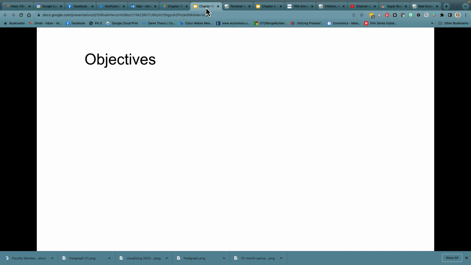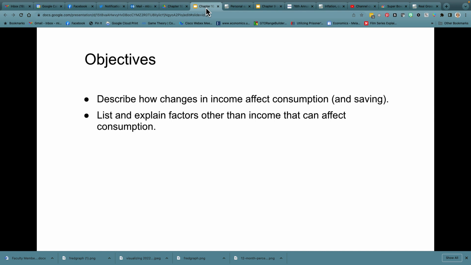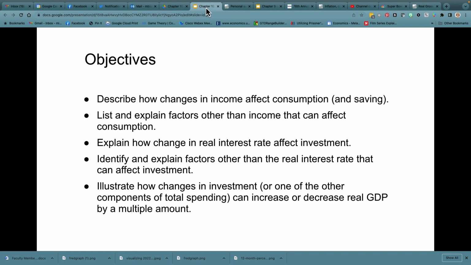Our objectives for this chapter are to describe how changes in income affect consumption, list and explain factors other than income that can affect consumption, explain how changes in real interest rates affect investment, identify and explain factors other than the real interest rate that can affect investment, and illustrate how changes in investment or any one of the other components of total spending can increase or decrease real GDP by a multiple amount.